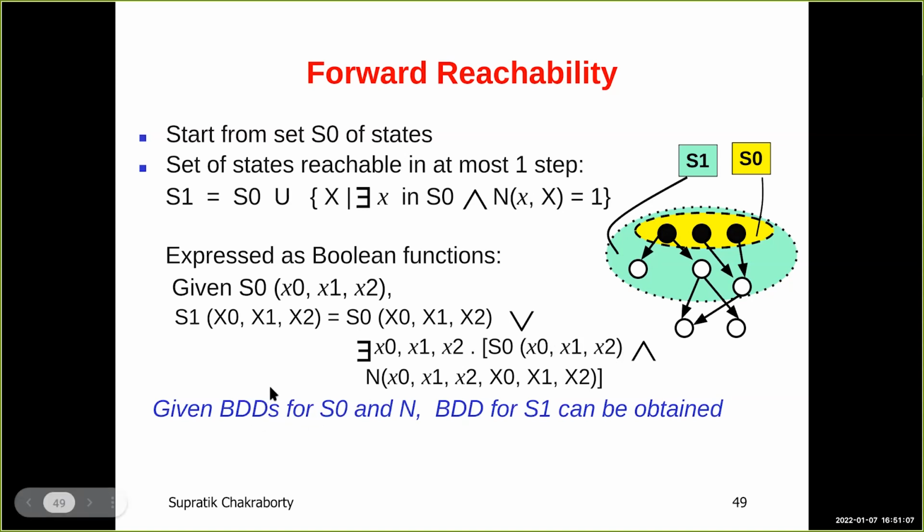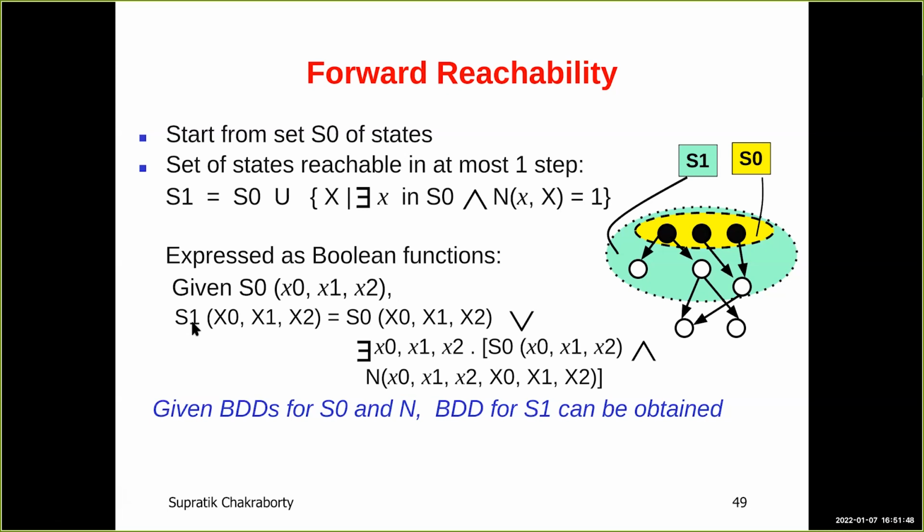So now if I give you BDDs or AIGs for S0 and N, if I give you a BDD for N and a BDD for S0, we have seen how to construct the BDD for S0 and N. We have also seen how to construct the BDD for existentially quantifying out some variables. Existentially quantifying out a variable is really setting that variable to 0, setting that variable to 1, ORing it up. And we have also seen how to do this disjunction with another BDD or AIG. So given BDDs for S0 and N, we can compute the BDD for S1, for example.